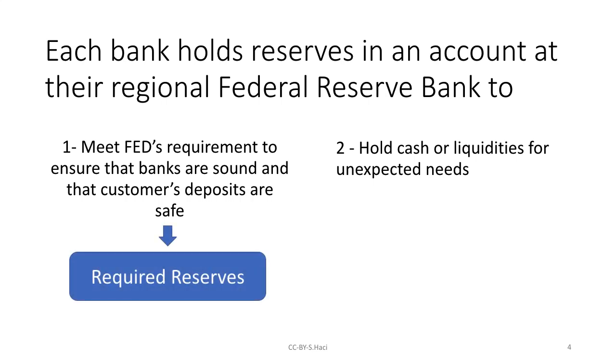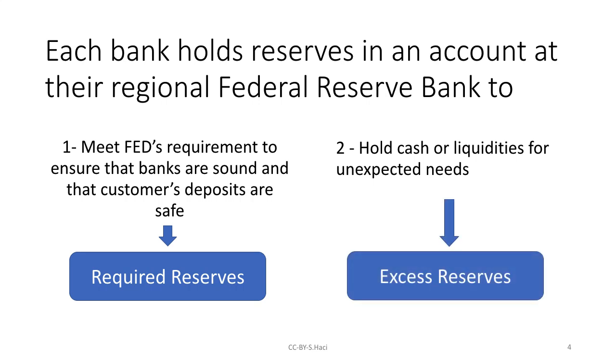There are two types of reserve. The first is what we call required reserve, because that is the amount that the banks have to keep to meet the Federal Reserve's requirement. And that requirement is to ensure that banks are sound and that customers' deposits are safe. In addition to the required reserve, banks can hold excess reserve, and they do so for unexpected needs or to have extra cash on hand and so on.